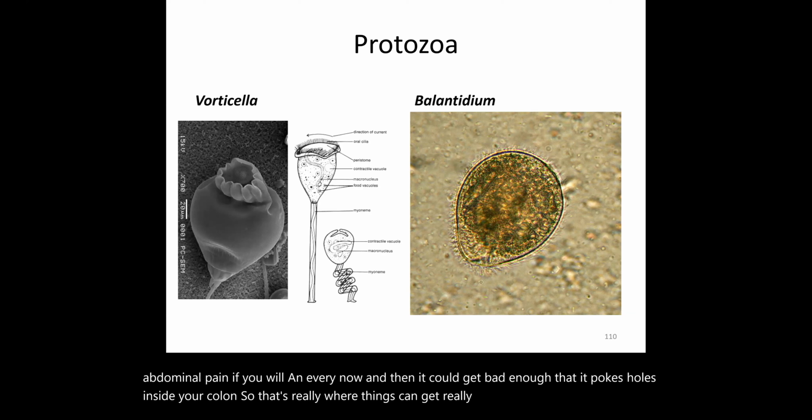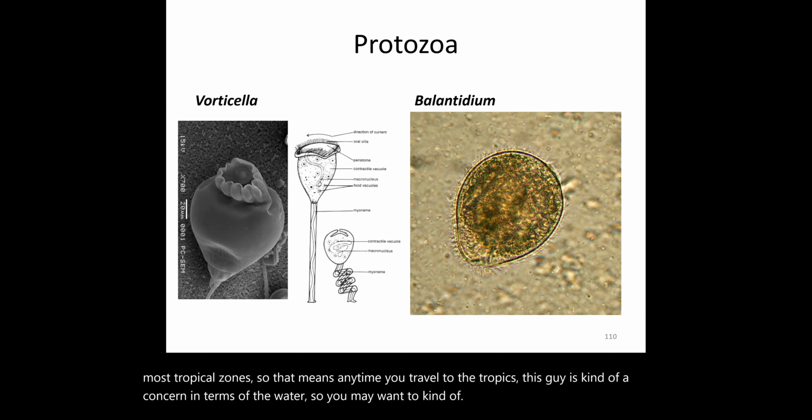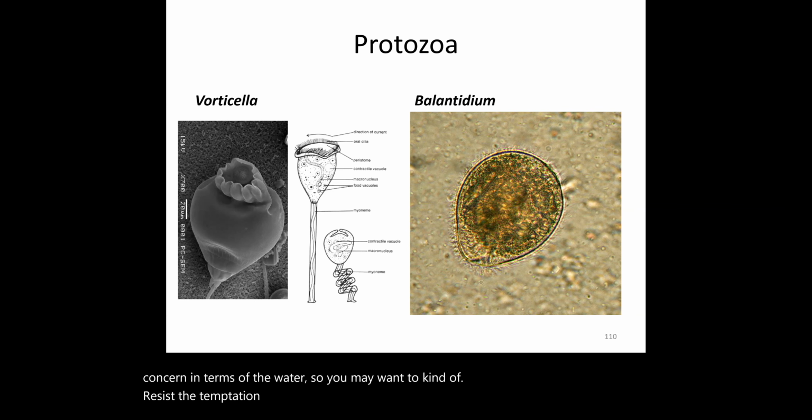This guy is really endemic in most tropical zones. That means anytime you travel to the tropics, this guy is a concern in terms of the water. So you may want to resist the temptation of just drinking water from a pond if you need to, that kind of thing. So that's one of them, right? That's one of the other ones you're going to be looking for under a microscope.